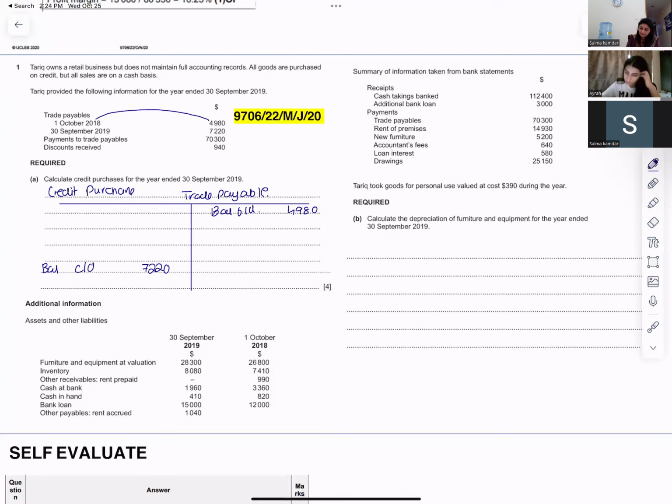Then there are payments to trade payables, which you put on the debit side as bank, 70,300. Then discount received on the debit side. So you will find your credit purchases as the balancing figure.